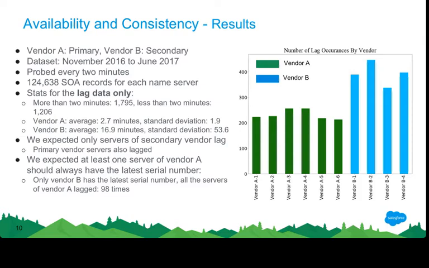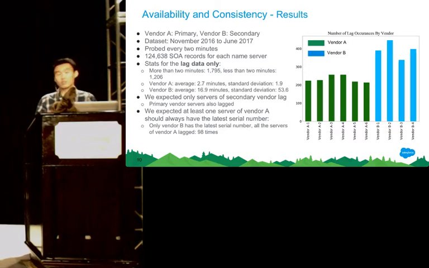We also have some interesting findings. The first one is some primary vendor servers also lagged. And sometimes only the name servers from the secondary vendors have the latest serial number. So this is the reality of applying multiple DNS vendors. There are some trade-offs for our DNS vendors, and we understood that. We also share our results and reports with them, and that helps us a lot to improve the performance.